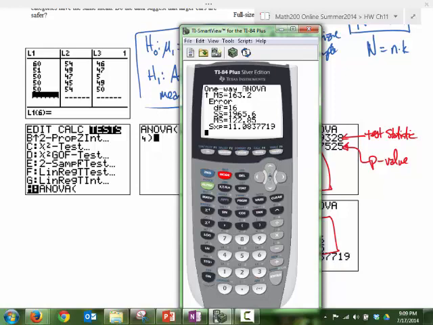Let's run the ANOVA again. By the way, if you want to recall the previous command that you just had, if you press second and enter in your calculator, you don't have to retype the whole thing over again. It just brings up the previous command, and then you can choose to go back and change it if you want, or you can just press enter again, and then you'll get different values. Whoa, that is pretty different.